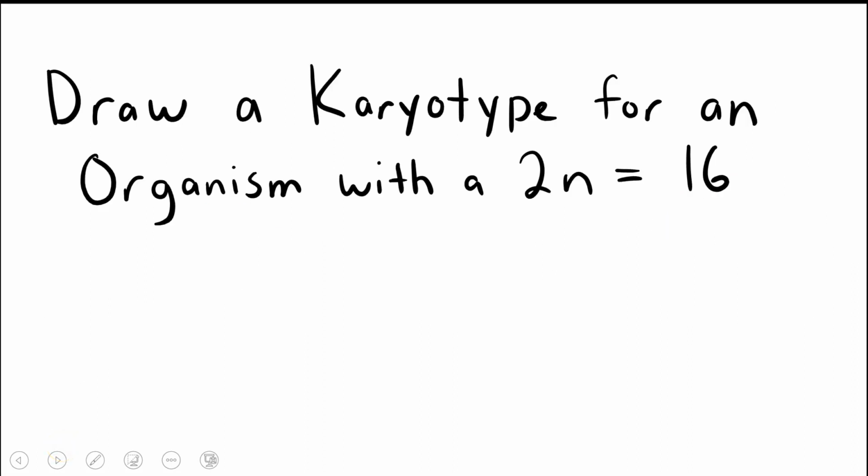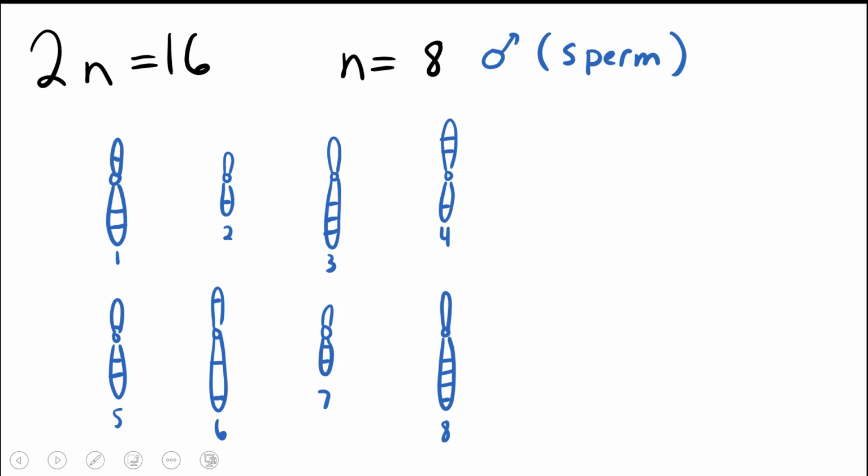Let's take a look at a few examples here for practice. In this first example, the organism has a 2n of 16. What would a karyotype for this diploid organism look like? Well, let's break it down by first showing the male and the female's contributions. Okay, so here you can see that the male for a 2n of 16 contributes 8 unique chromosomes. So that's chromosome 1, chromosome 2, chromosome 3, chromosome 4, chromosome 5, 6, 7, and 8.